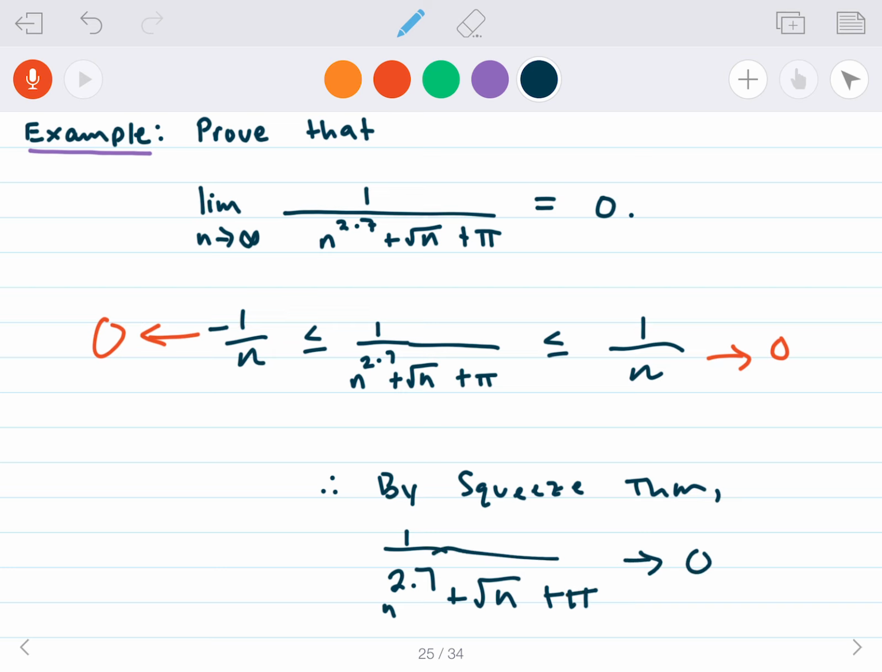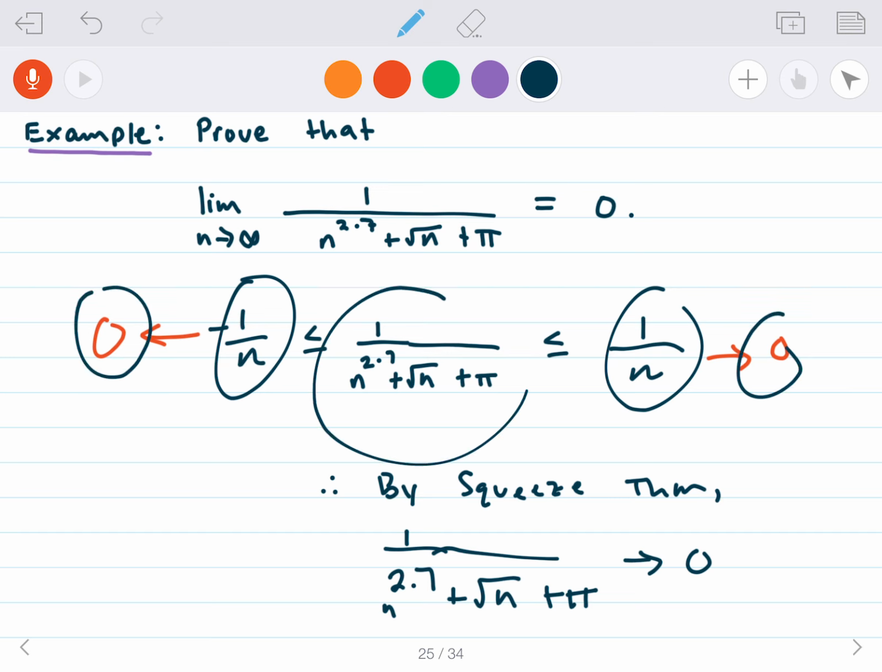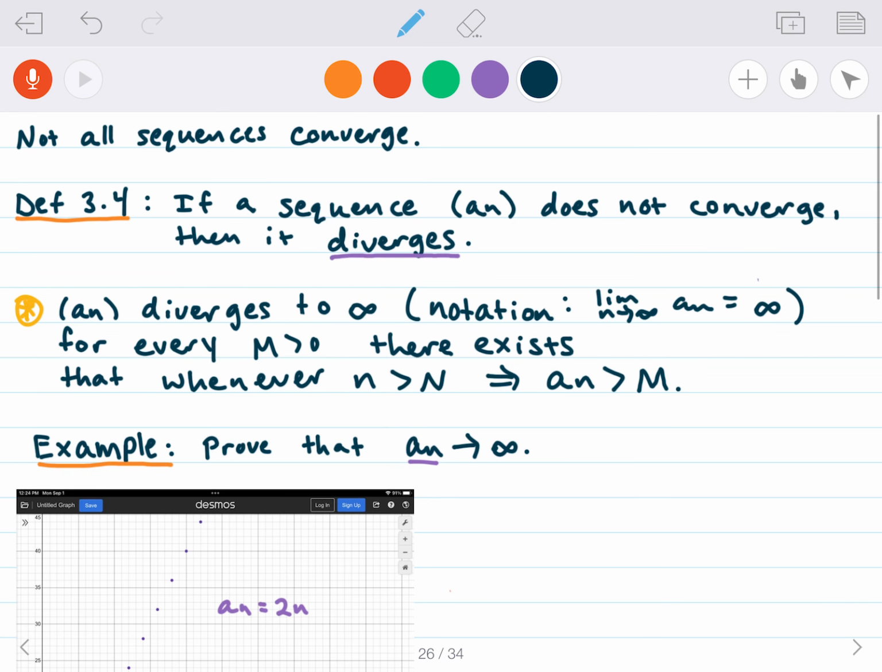Okay, so the idea is we found two sequences that sandwiched it, and both of those sequences went to 0, forcing the middle one to go to 0. Okay, so not every sequence converges. Some sequences go off to infinity, some go off to negative infinity, and some just do not have a limit. Okay, so we're going to talk about these three cases.